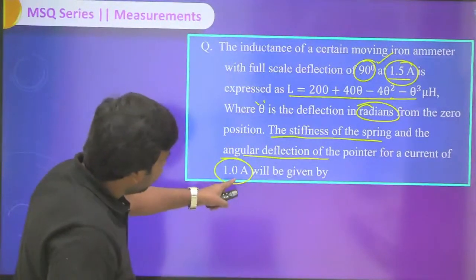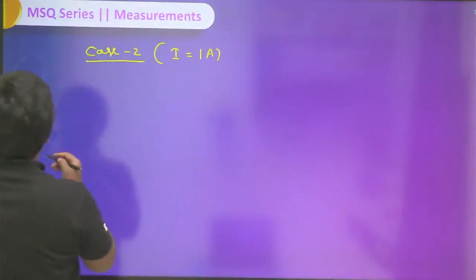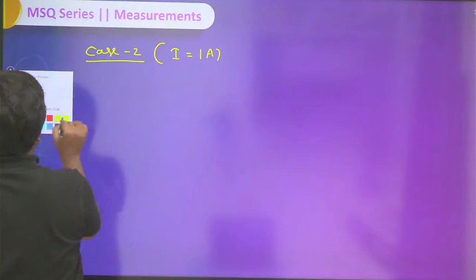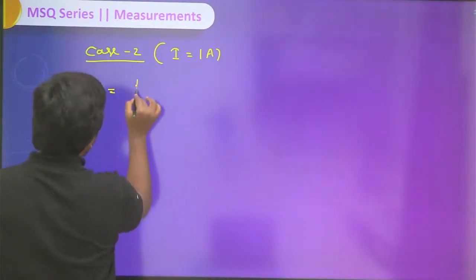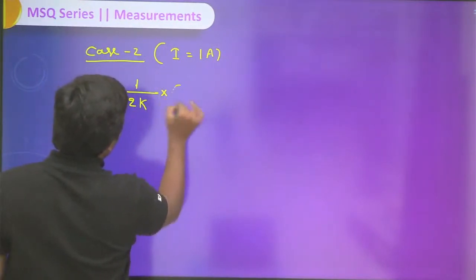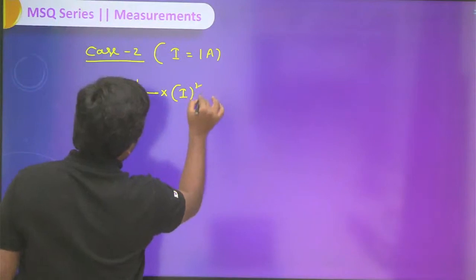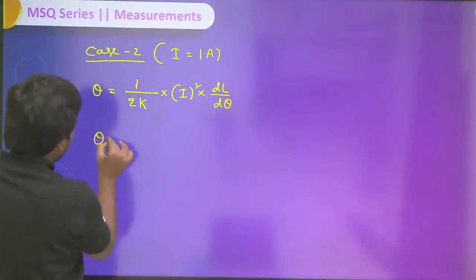So when the current is 1 ampere, what would be the angular deflection of the pointer? So let's go with that. Again theta here, but it would be a lengthy question now, right? Theta equals 1 divided by 2 times k into I square, into dL by d theta. Have patience here because we need to calculate the theta value.